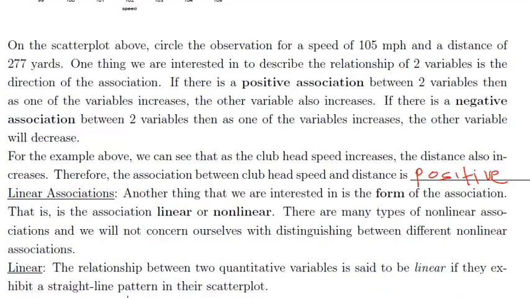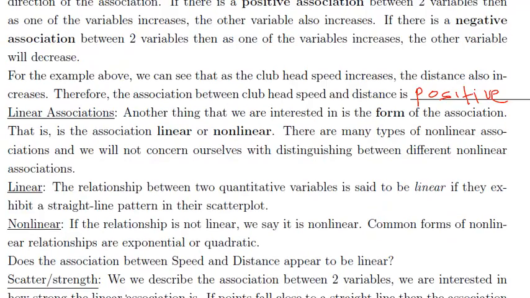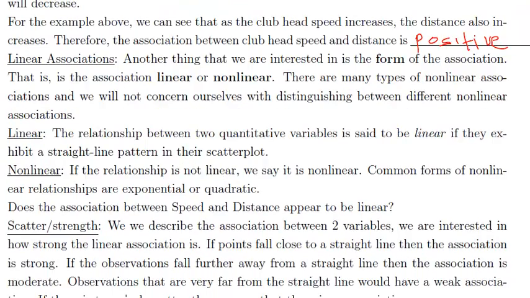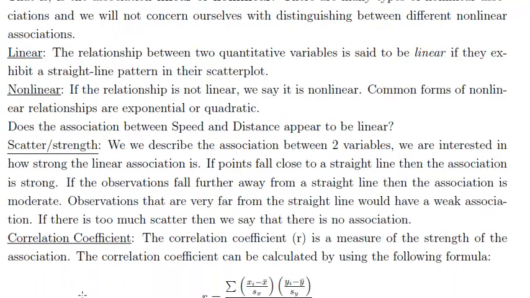Okay, the other things we want to look at are whether or not the relationship is linear. So linear means it follows a straight line. Nonlinear means that you might have a curved association. So if you couldn't really fit a straight line like we just did.